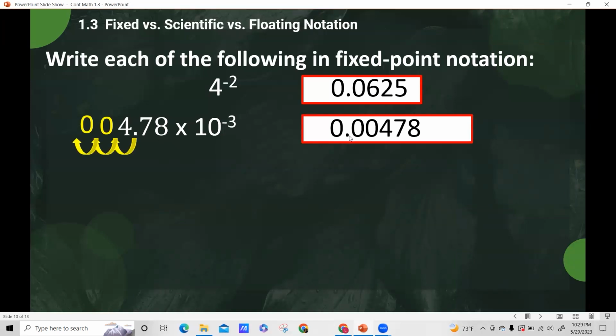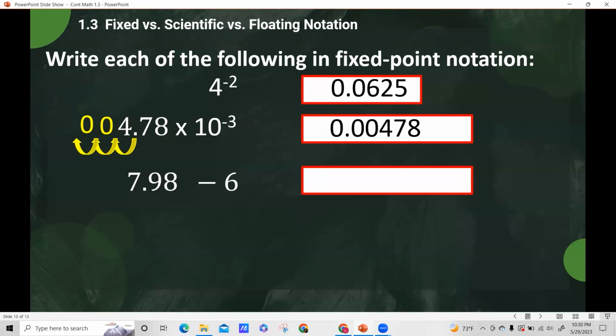And you can always check that. If you did that, you would move this decimal. You would say 1, 2, 3. We would have to move that 3 times. And that would be where this came from, 10 to the negative 3. Okay? All right. So 4.78. So that would be the answer that you would type into WebAssign.